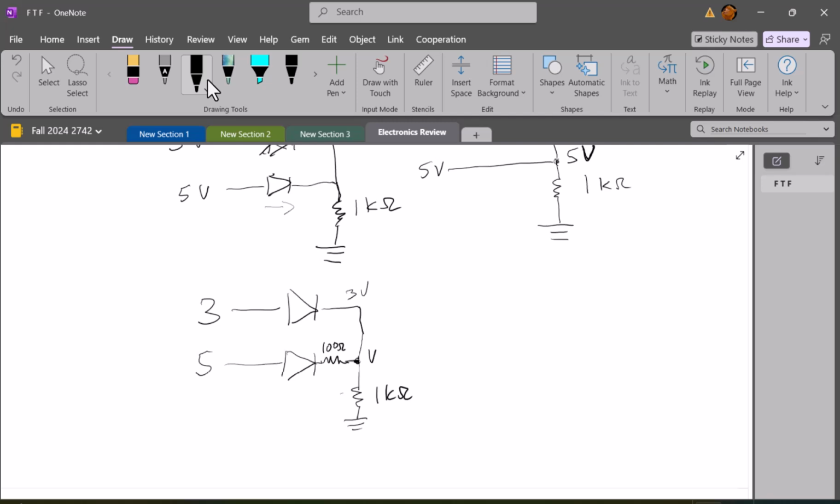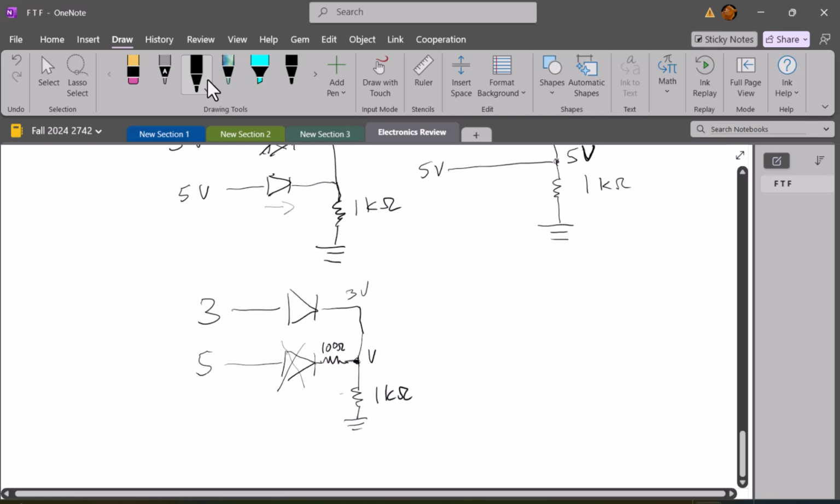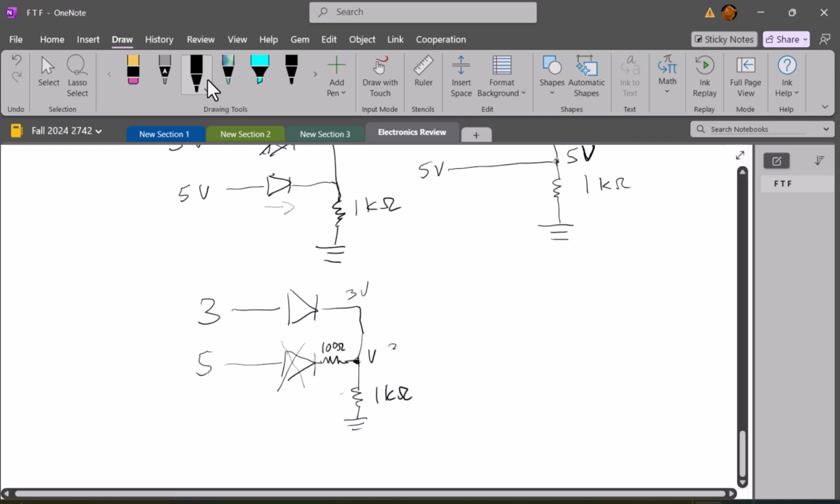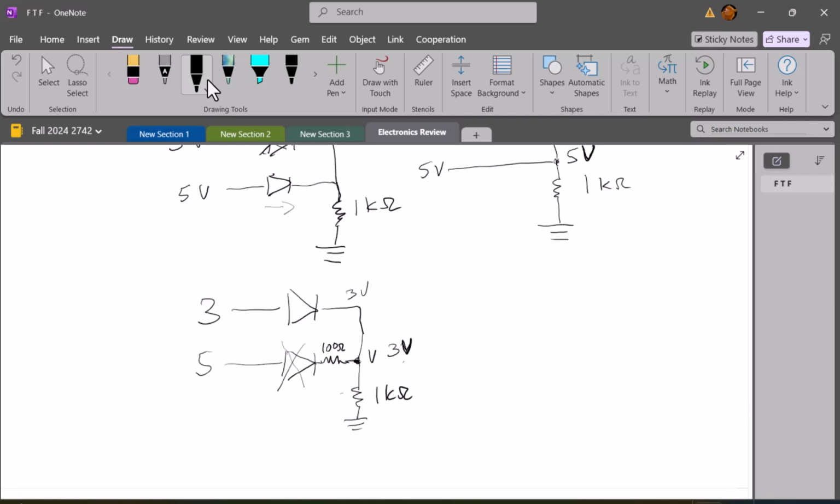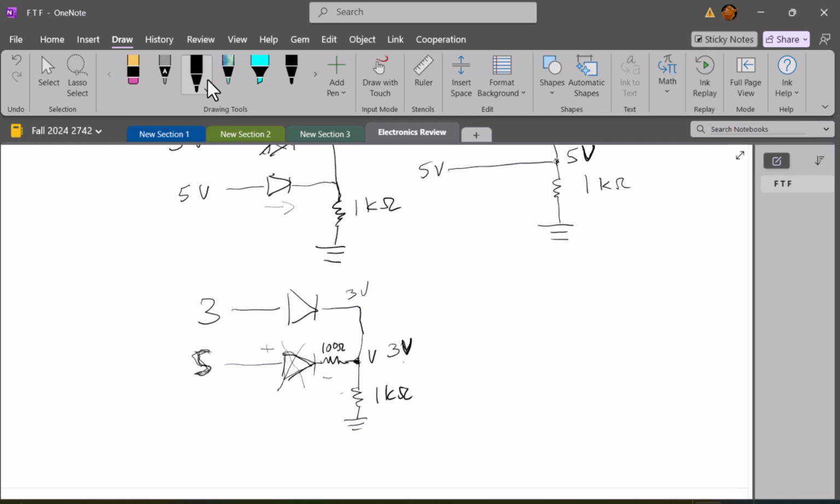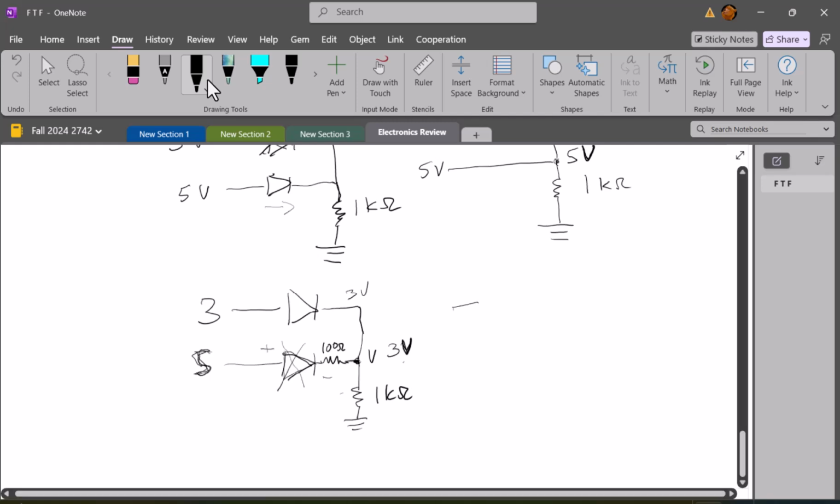I'm going to start by assuming that this one is off, and when I do that, I get that I have 3 volts right here. So this is 3 volts and this is 3 volts. Well, now I see that doesn't make sense for diode 2 to be off, because I have 5 volts on the positive side and 3 volts on the negative side, and that's enough, even with the voltage drop, for it to be on. So it doesn't make sense for it to be off. So now let's assume they're both on.